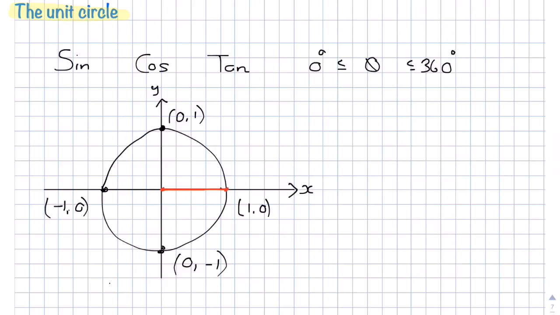So, how is this going to help us to find the sine, cos or tan of an angle that's between 0 and 360 degrees? Let's just have a look at this first quadrant here, and I'm calling it a quadrant because the circle seems to be divided up into 4 sections. So I'm going to have a look at this quadrant here in particular.